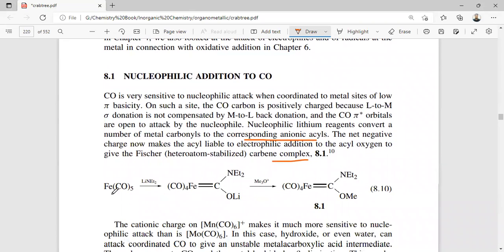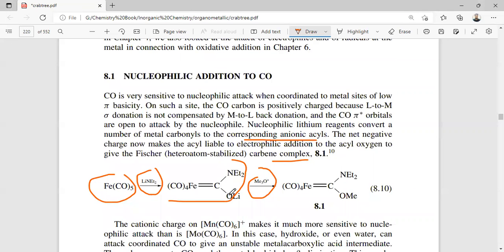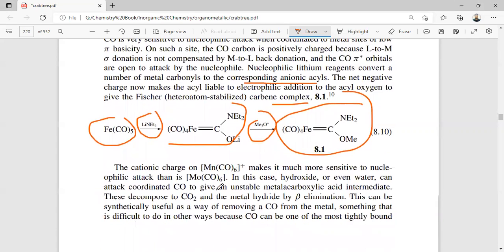So this is an example, Cr(CO)6, that will be attacked by the lithium NEt2. From this acyl intermediate, here the NEt2 acts as a nucleophile, so that will attack the carbon center. From this, the negative charge forms on the metal. Next, this Me3O+ acts as the electrophile, so that will form this OMe as a carbene substituent. So the cationic charge on Mn(CO)6+ makes it much more sensitive to nucleophilic attack than Mn2(CO)10.